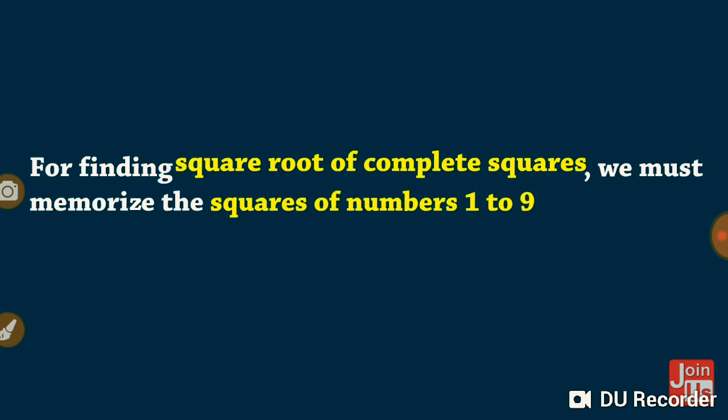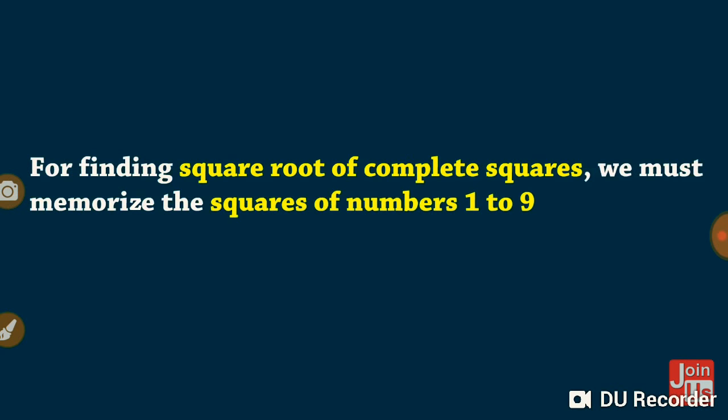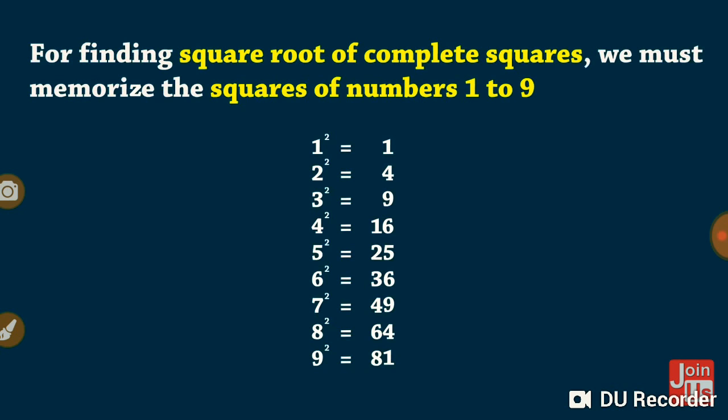For finding the square root of complete squares, we must memorize the squares of 1 to 9. Square of 1 is equal to 1. Square of 2 is equal to 4. Square of 3 is equal to 9. Square of 4 is equal to 16. Square of 5 is equal to 25. Square of 6 is equal to 36. Square of 7 is equal to 49. Square of 8 is equal to 64. And square of 9 is equal to 81.